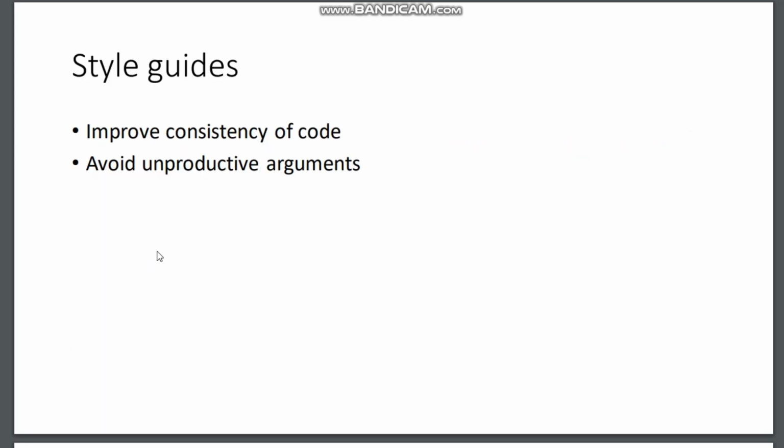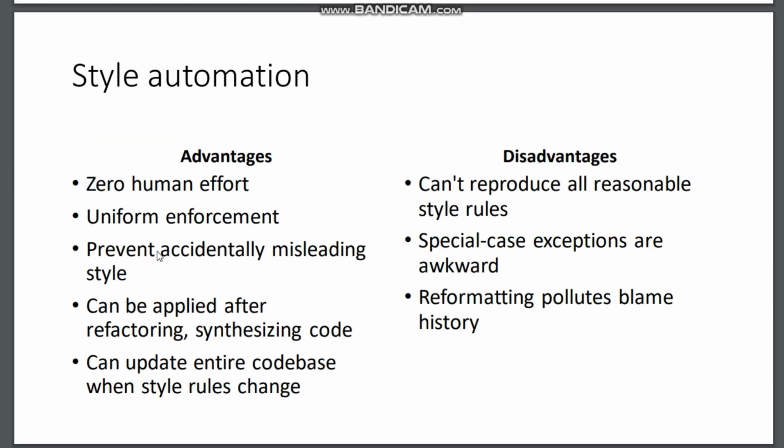Okay, bugs and so on. Now we have style guides. This is case study style automation. Style guides ensure that code across a team or project looks consistent and is easy to read.